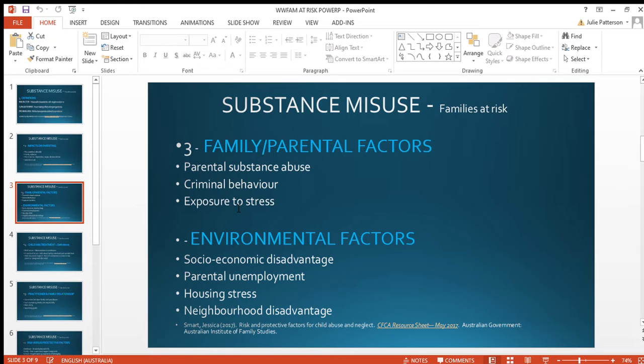The environmental causes associated with substance misuse are socio-economic disadvantage. So poorer neighbourhoods, their parents may not have worked and may even be generational unemployment. Stresses from housing, such as financial responsibilities associated with it, and even the neighbourhood they live in may be a disadvantage to them, such as the 10 top poorer postcodes in the state.